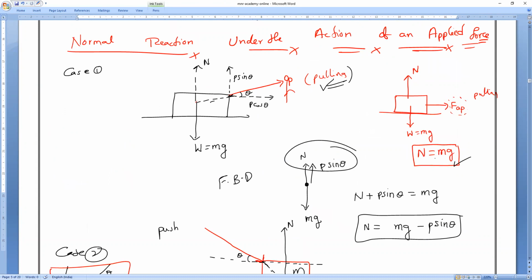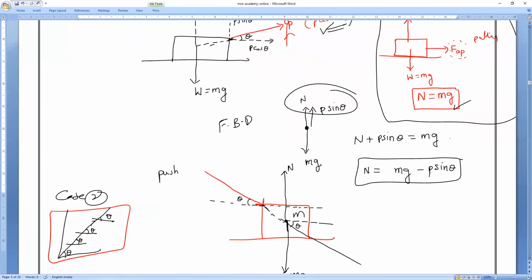I already taught you that. If it is a straight manner, nothing is there. N is equal to mg. Force is acting only along the surface. Clear?